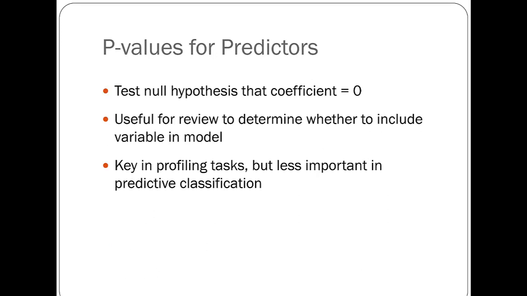The p-values for the predictors, even though the test statistics are different than what we had with linear regression, are still useful. They test the same null hypothesis, that the coefficient is equal to 0, and that can be used to determine whether the x variable should be in the model, given everything else in the model. That's important in profiling tasks more so than in predictive classification. We don't really care that much about what the coefficients are telling us, or what the marginal contribution of each of the x variables is, given the other ones. When we're predicting, all we want to know is what the final prediction is.